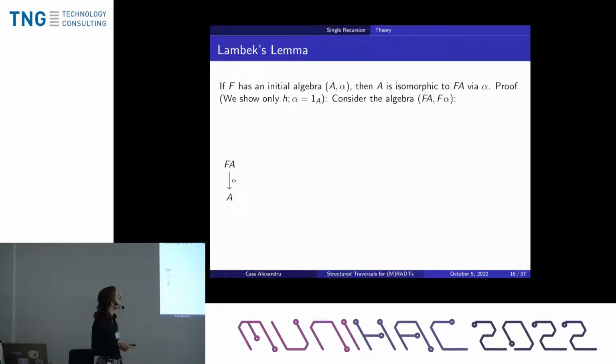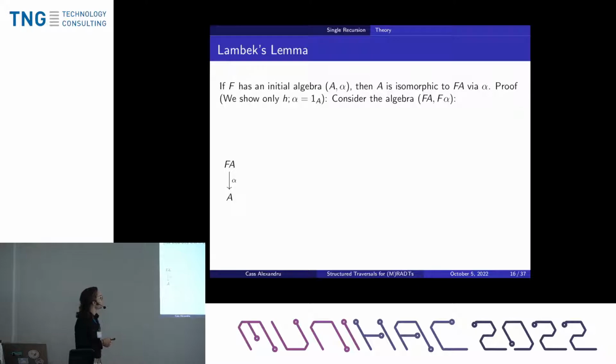All right. Now we're going to use the concept of isomorphism that we defined earlier to look at Lambek's lemma, which says that if a functor F has an initial algebra, so an algebra from which we have a morphism to every other algebra, then the carrier A of the algebra is isomorphic to F of A via the morphism. And here is the slightly more complicated proof.